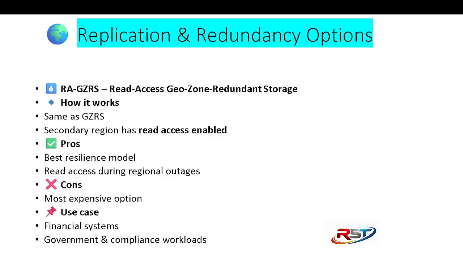RAGZRS, read access geo zone redundant storage. How it works? Same as GZRS, secondary region has read access enabled. Best resilience model, read access during regional outages. Cons, most expensive option. Use case financial systems, government and compliance workloads only. For these only we use RAGZRS.